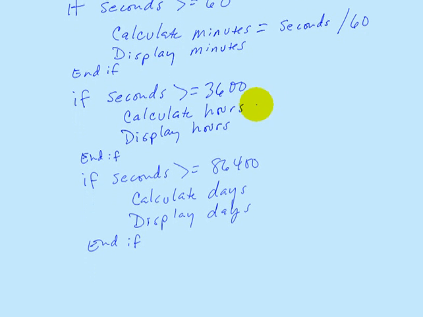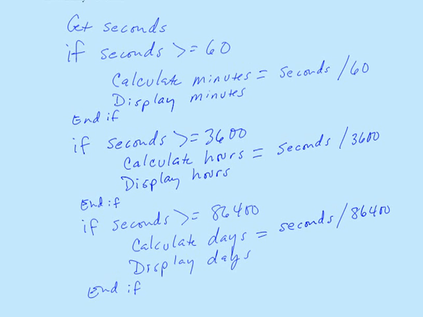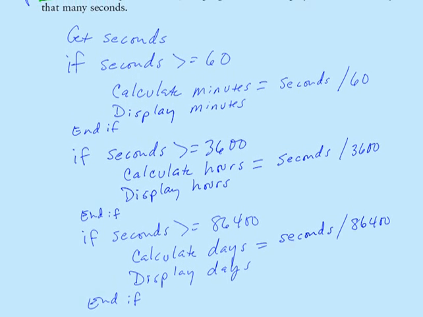What about hours? Well, that would be a similar calculation. There are 3,600 seconds in an hour, so we would calculate hours as seconds divided by 3,600, and we would perform a similar calculation for days. There are 86,400 seconds in a day, so we would divide seconds by 86,400.